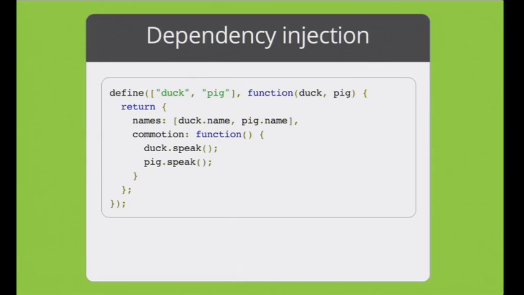And I have a commotion function. When I call commotion, it calls duck.speak and pig.speak. So the implementations of duck and pig are separate here, and which one I'm using can be dynamically chosen at runtime, which we'll see comes in very helpful in testing later on.